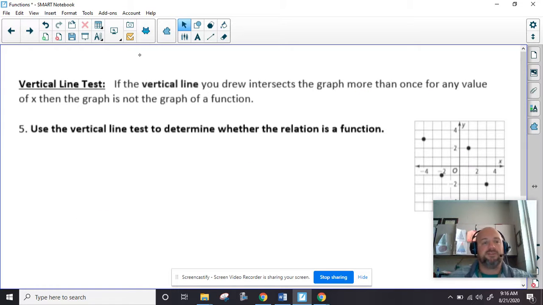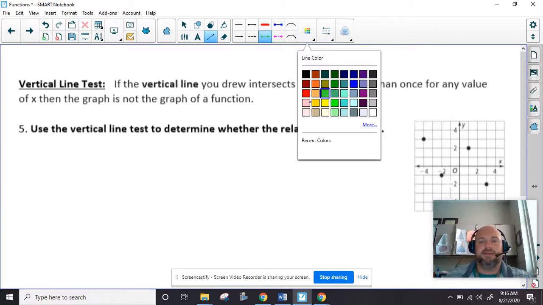Now, vertical line test. A lot of people love vertical line tests because I used to make the joke that this is the only test that some people can pass. I know it's a bad joke. It's me.